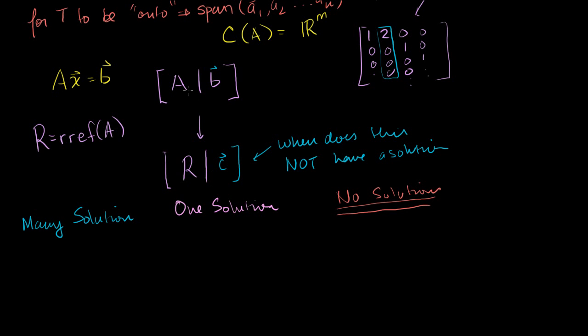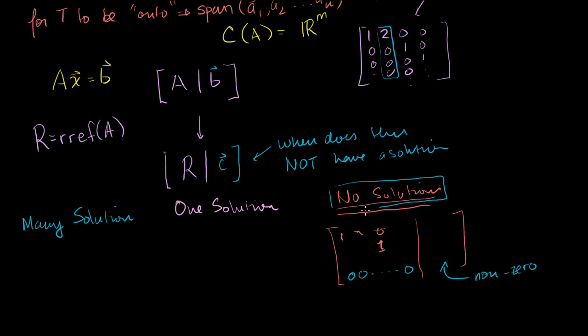To have no solutions, when you perform these row operations, you have to eventually get to a point where your matrix looks something like this. I don't know what all of this stuff looks like. Maybe there's a 1 here, a bunch of stuff, there's a 1 here, and a 0. But if you have at least one whole row of zeros, and over here you have something that is non-zero, this is the only time that you have no solution.